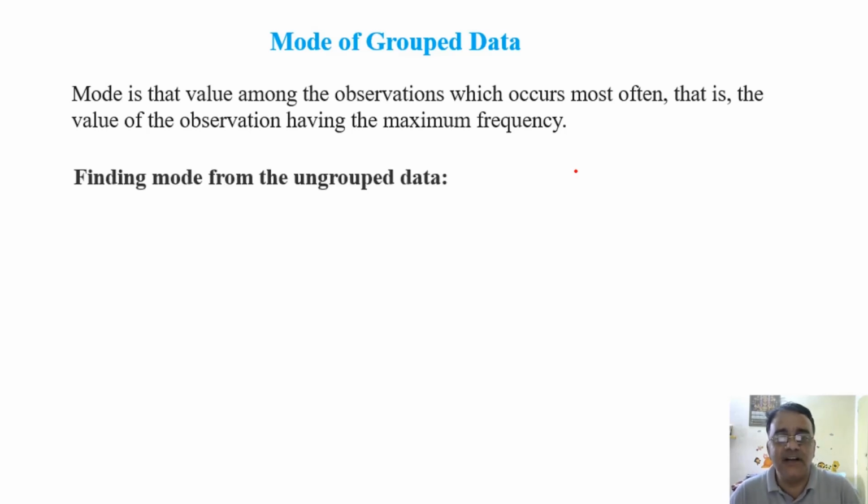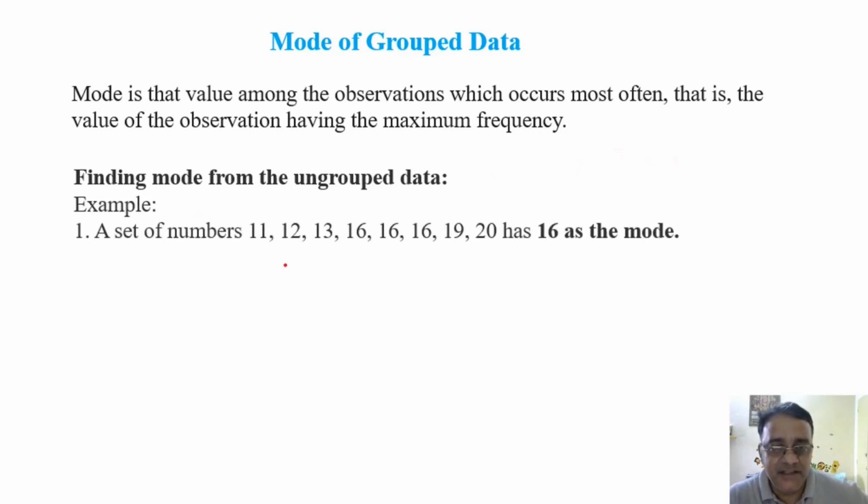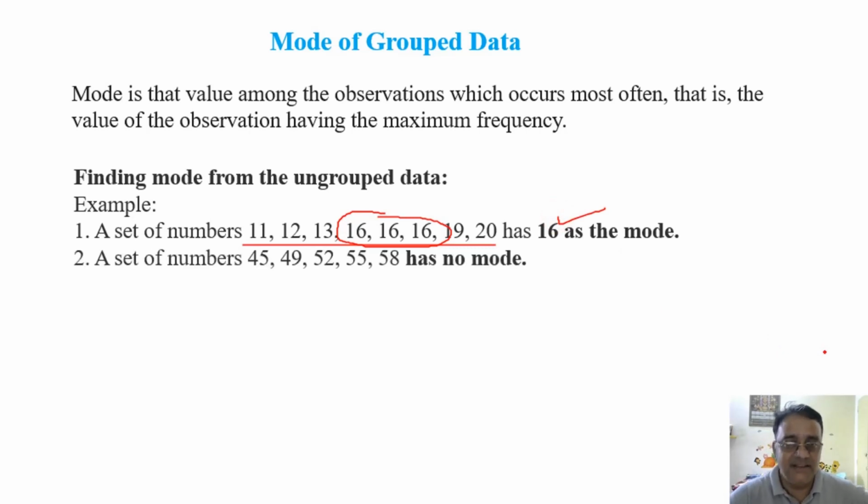Finding mode from the ungrouped data is very easy. See example. A set of these numbers. You can easily find out that 16 is repeated 3 times, maximum time. So 16 is the mode. And set of these numbers has no mode. Why? Because no number is repeated maximum time. सब एक ही बार है.